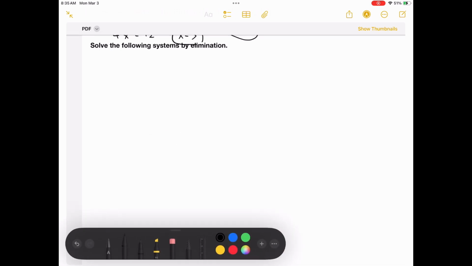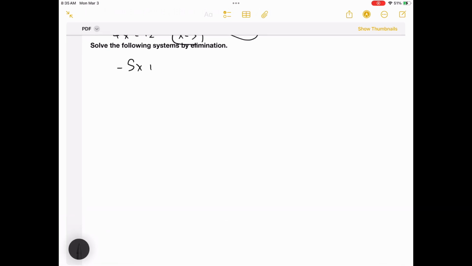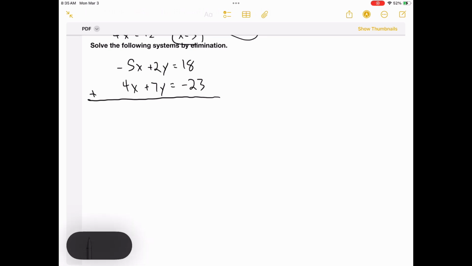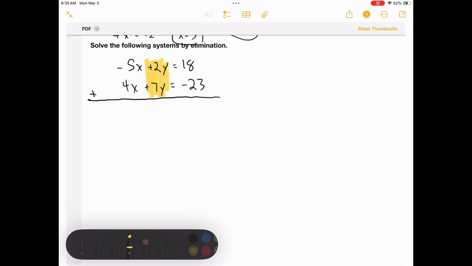And here we go. Here's the third one. -5x plus 2y equals 18. And you got 4x plus 7y equals -23. Great. Now, I could choose the -5 and 4 to do this with, but I'm going to make this one a little bit harder. That is the one you should choose. But let's just try to get rid of our y's in this case because they're both positive, and I want to show you multiplying by negative.